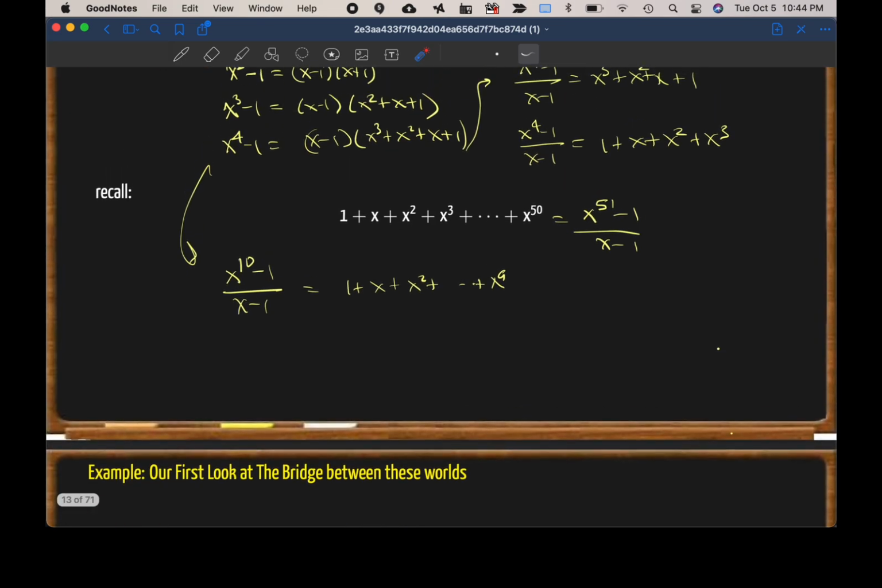You could put this to the test using something super basic. For example, 1 plus 3 plus 3 squared plus 3 to the third should be equal to 3 to the fourth minus 1 all over 3 minus 1. If you add that correctly, that should be equal to 81 minus 1 all over 2. By the way, this is 26. Look at it, this gives you 80 divided by 2. That gives you 40. 40 should be the same thing as 27 plus 9 plus 3 plus 1. Pretty neat, right?